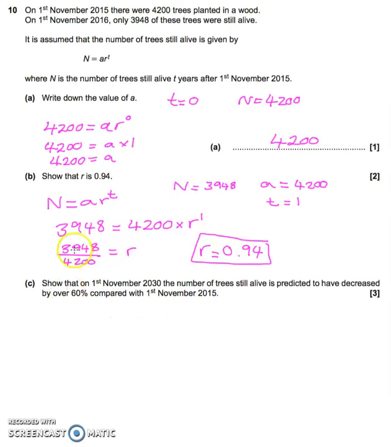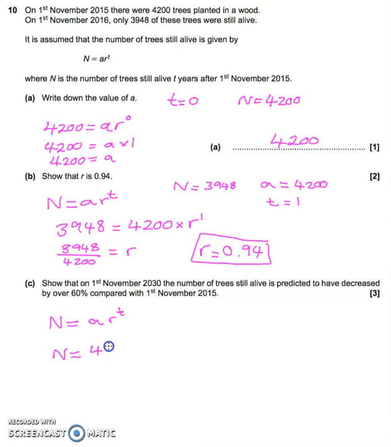And we don't know the total number of trees that are left. So that's the thing that we're going to have to work out in 2030. So if we write down N equals, let's use A R to the power of t again, there's our formula that we were given. We can substitute the numbers in. Now we're told that R is 0.94, which is fantastic. So N equals, and we're told that A is 4,200.